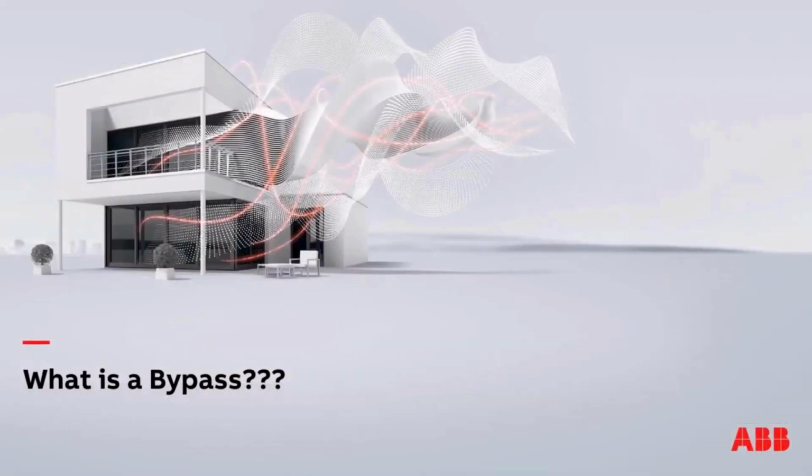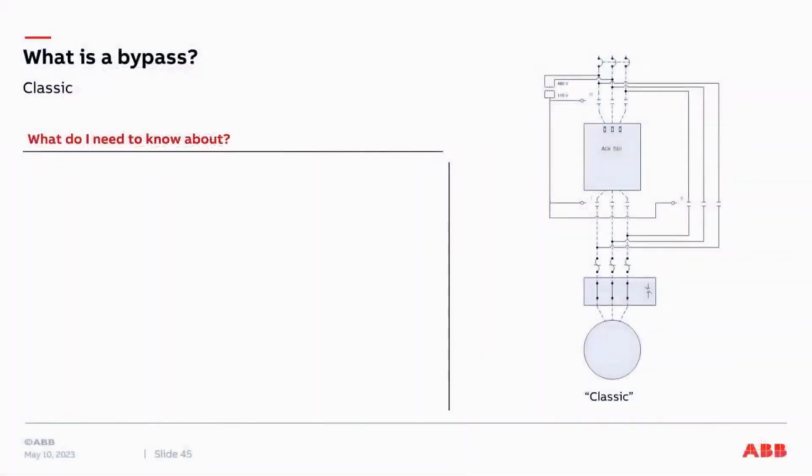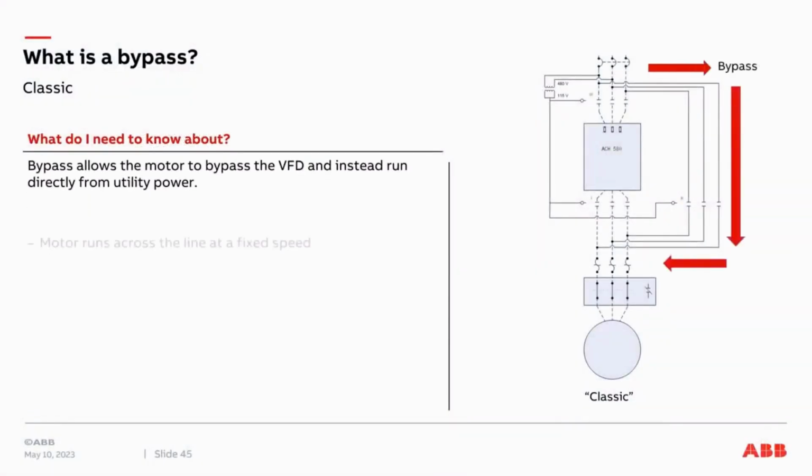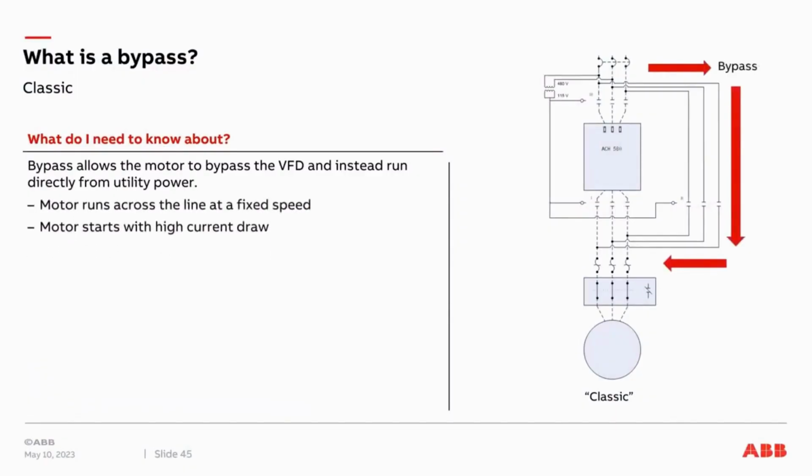So let's talk about what a bypass is. There's something called a bypass. When you buy a drive, you can buy it with a bypass. What you need to know is the bypass allows the motor to run in bypass instead of the VFD, and it runs directly from utility power. The motor runs across the line at a fixed speed, and the motor starts with a high current draw, just like a normal starter would. So the bypass is there in case something happens to the drive.